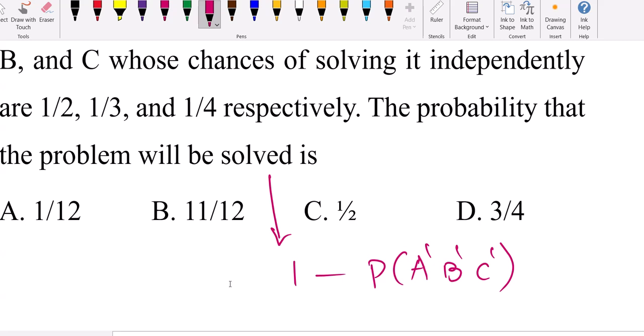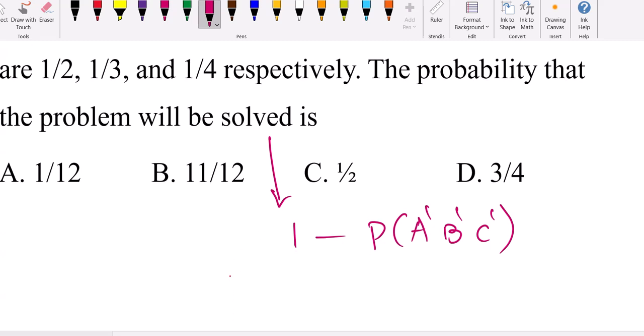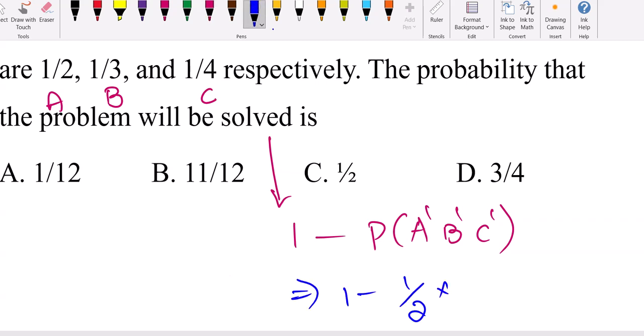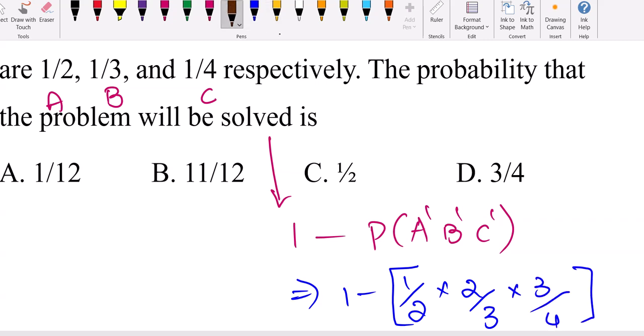So the chance of solving the problem for A is 1/2, B is 1/3, C is 1/4. Not solved: A not solved is 1/2, B not solved is 2/3, C not solved is 3/4. The product is 1/4. So 1 minus 1/4, the answer is 3/4.